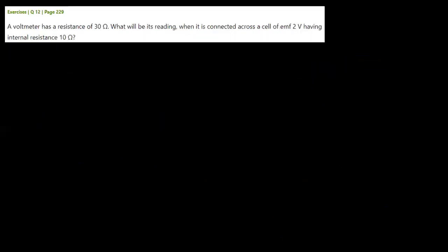A voltmeter has a resistance of 30 ohm. So R is given, 30 ohm is the voltmeter resistance. What will be its reading? Whenever it is asked what will be its reading, reading means voltmeter reading, that is V, the value of voltage, is being asked. When it is connected across an EMF, E is given as 2 volt and internal resistance small r is given as 10 ohm.